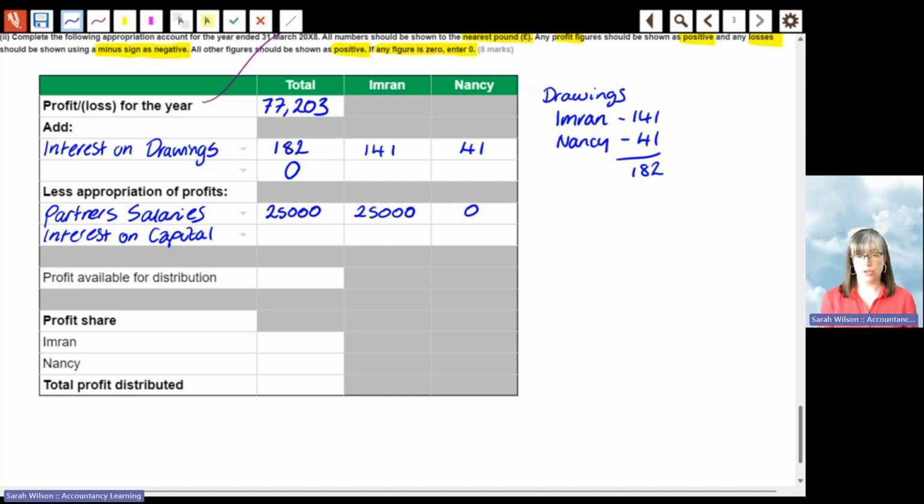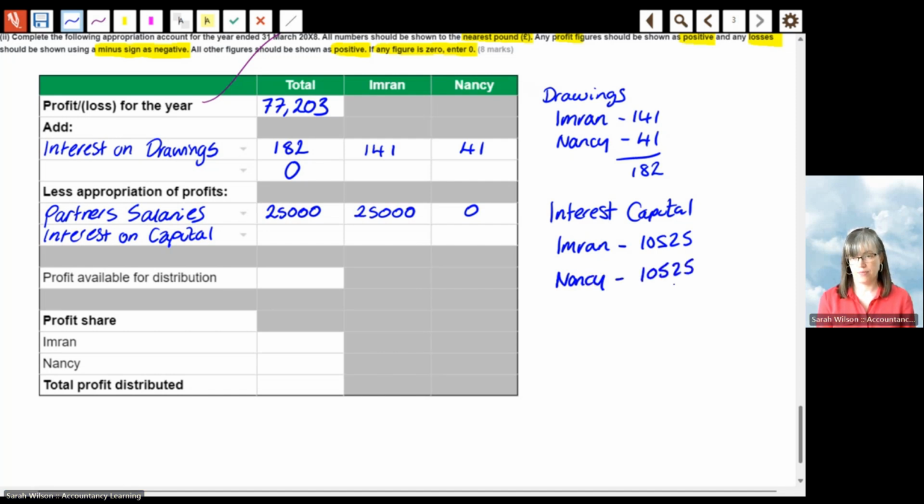And we were told in the question above that our interest on capital was for Imran 10,525 and Nancy was exactly the same. So again, just like before, you can add them together here and put your total in, or you can put the individual figures in first.